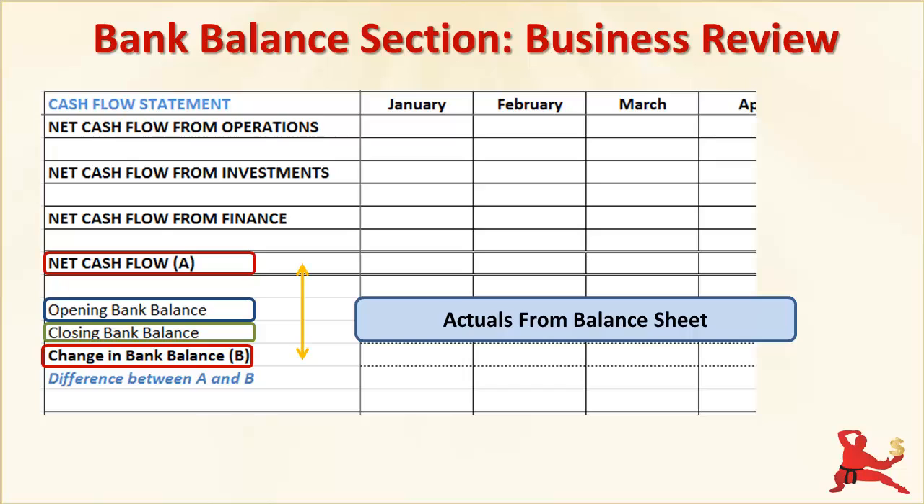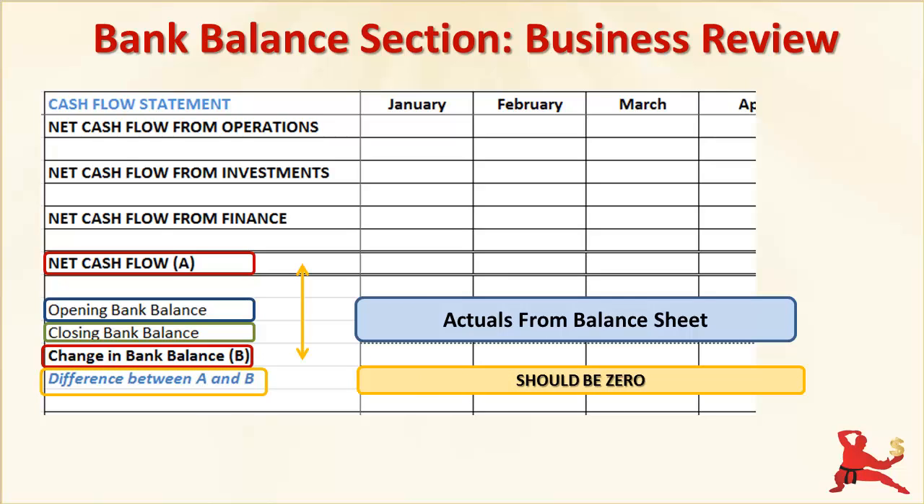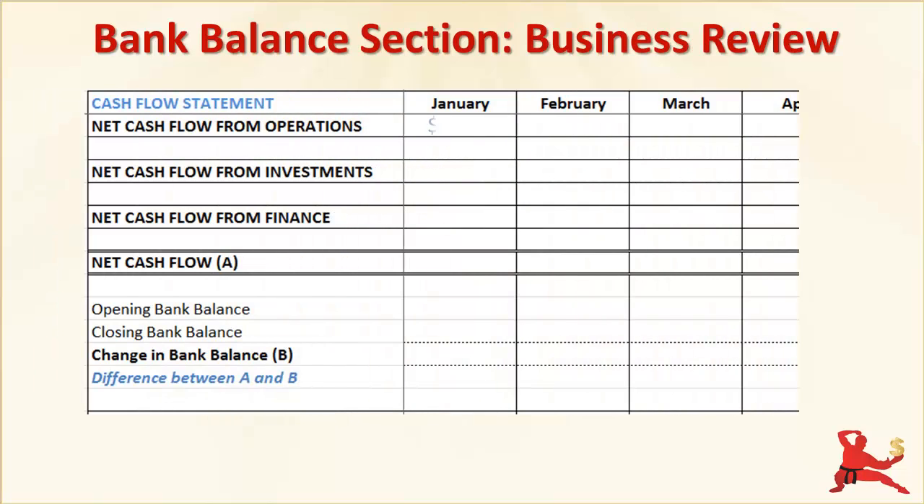The change in your bank balance in a month should be exactly equal to the net cash flow for the month. In other words, there should be zero difference between the net cash flow and the change in bank balance for that month. Think about it. If your business had positive net cash flow of $1,000 in January, then your bank balances must have increased by $1,000 during the month. The net cash flow figure is derived from the profit and loss and the balance sheet numbers.